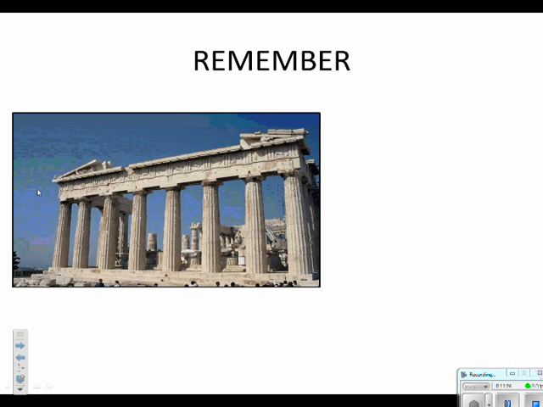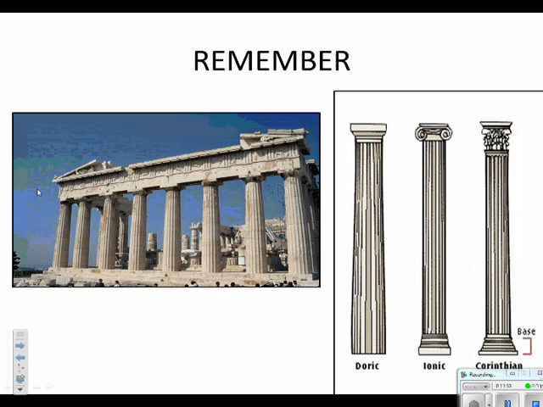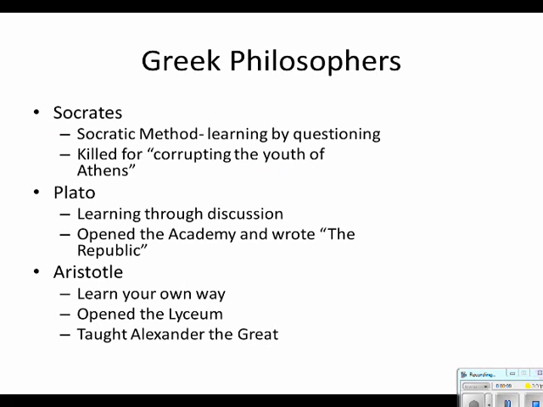Okay. Before we get to that, two real quick things to remember. Remember, this is the Parthenon on the left. And on the right, we have three columns. Just be able to identify these on a test: Doric, Ionic, and Corinthian.